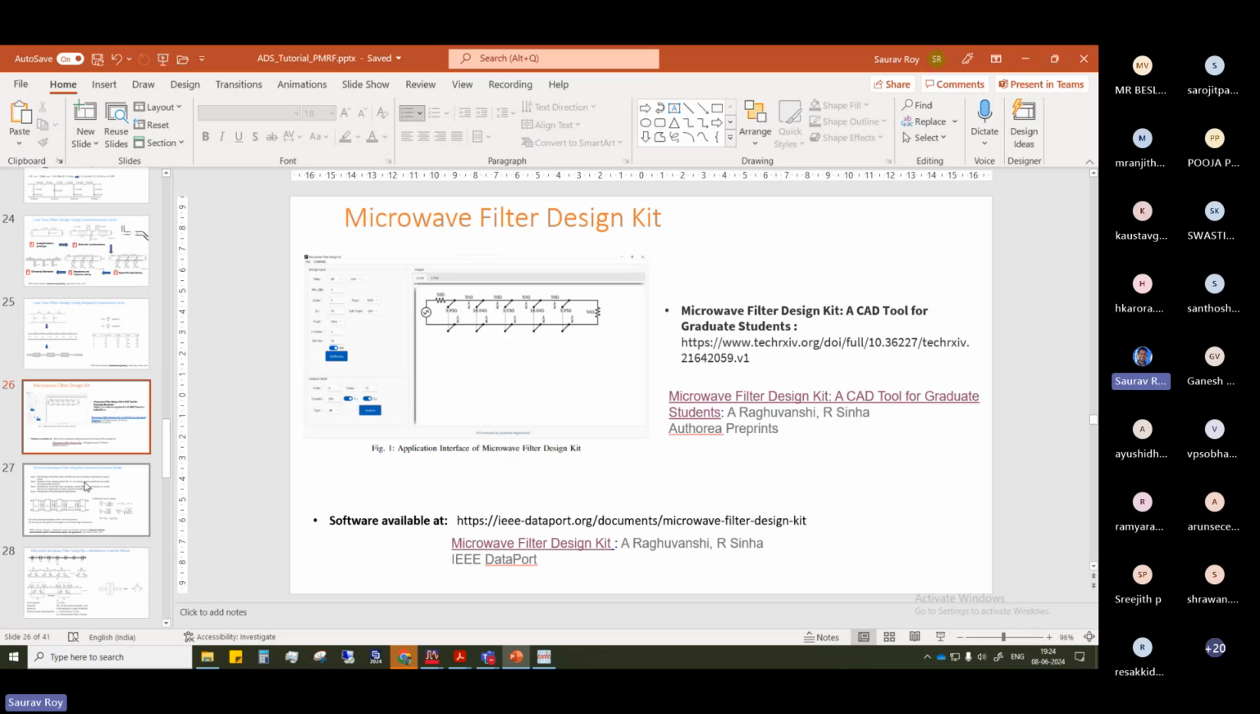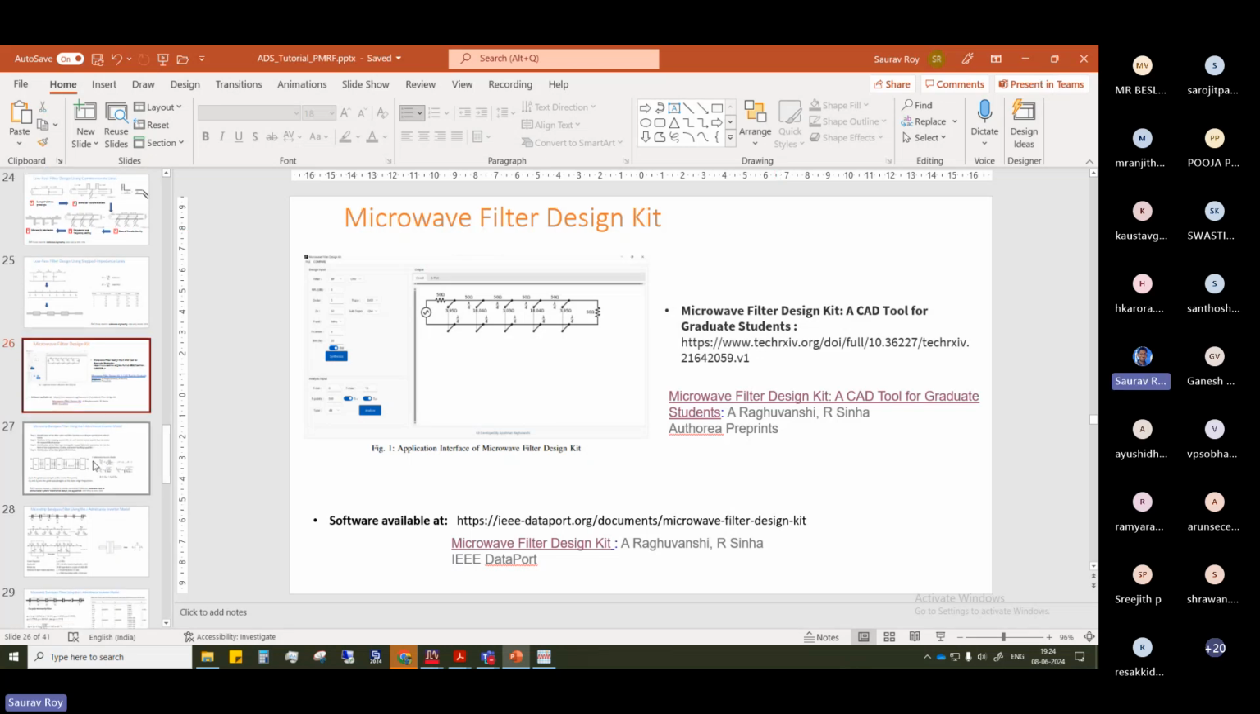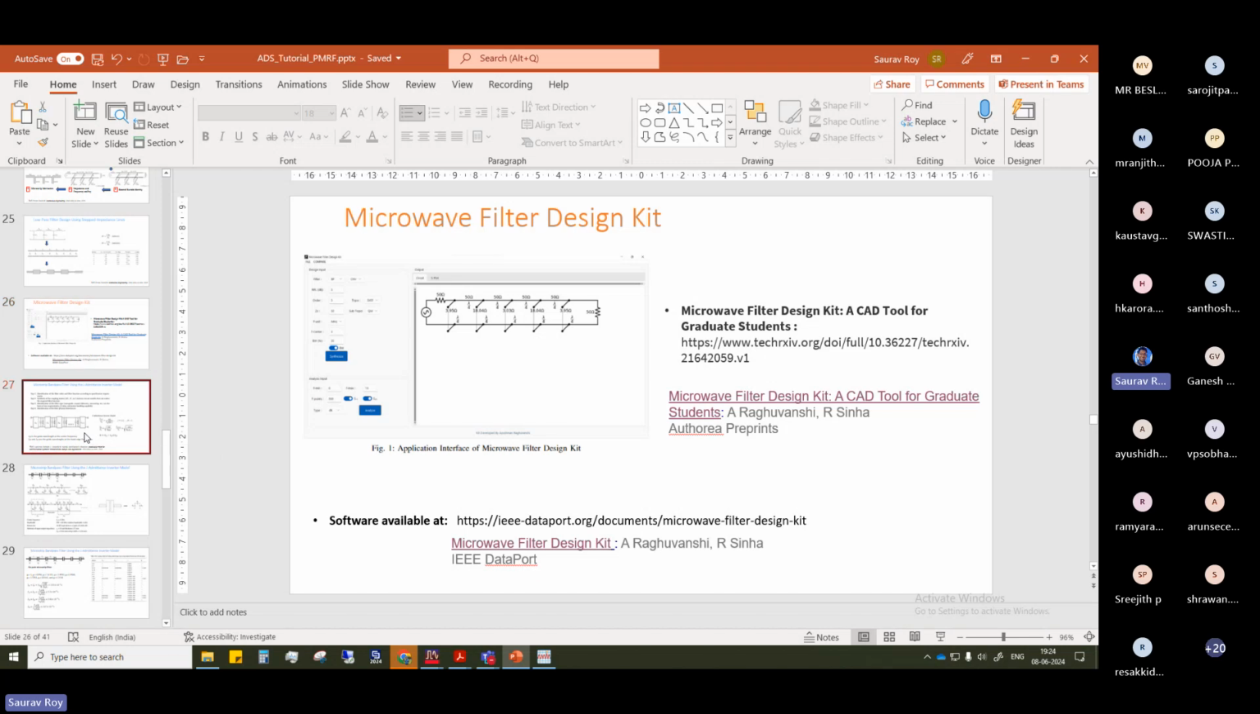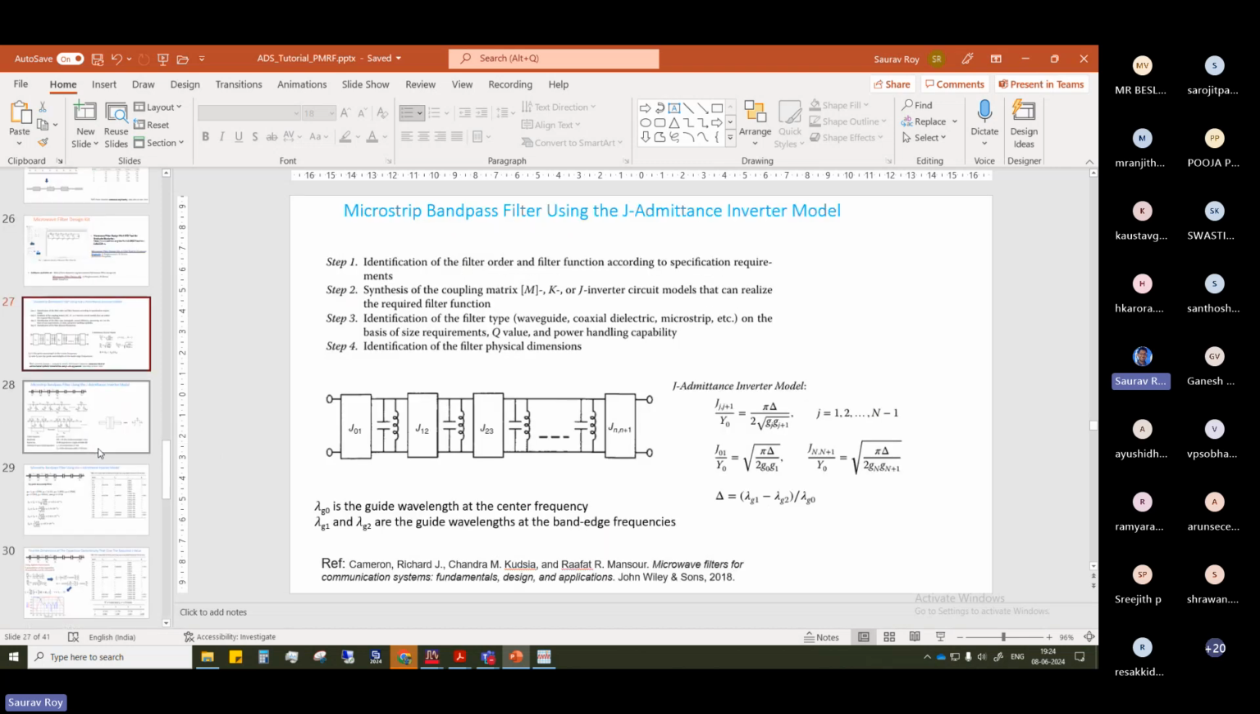Okay, now the last section is I will cover one part of the bandpass filter. Last week I just quickly gave you an overview. I will go deeper into at least one type of bandpass filter design, although it's not part of your microstrip design in your assignment, but I will give you one way to do it.